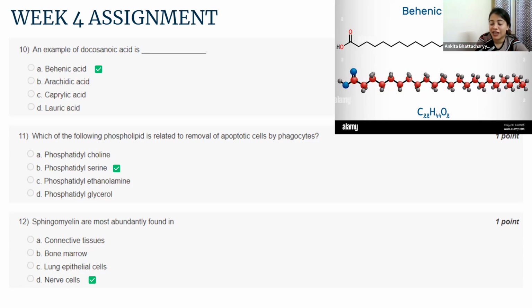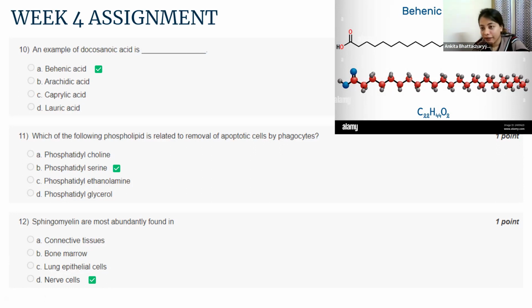If you go through books, that's actually the terminology used, which means that the cell is saying that I cannot survive, and it's calling for other cells. Here it's mentioned as phagocytes to come and chew it up and direct it for breakdown. So now we come to question number 12, where we have been asked about sphingomyelin.